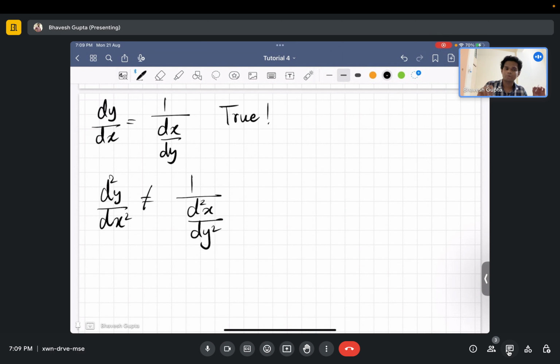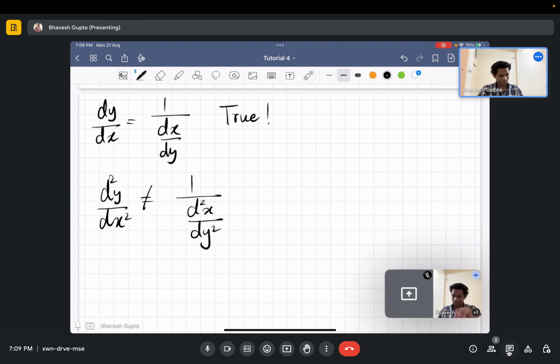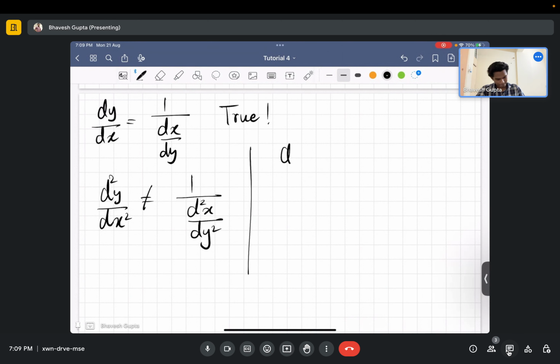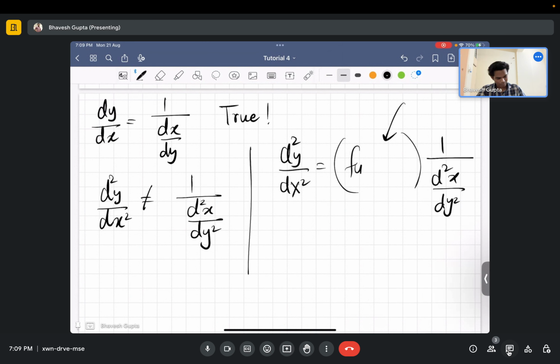This is definitely not true. You have to come up with a different idea altogether. So if this is not true, then they are related, right? Then they must be related through some function over here. Through some function here. Can anyone guess what that function is?